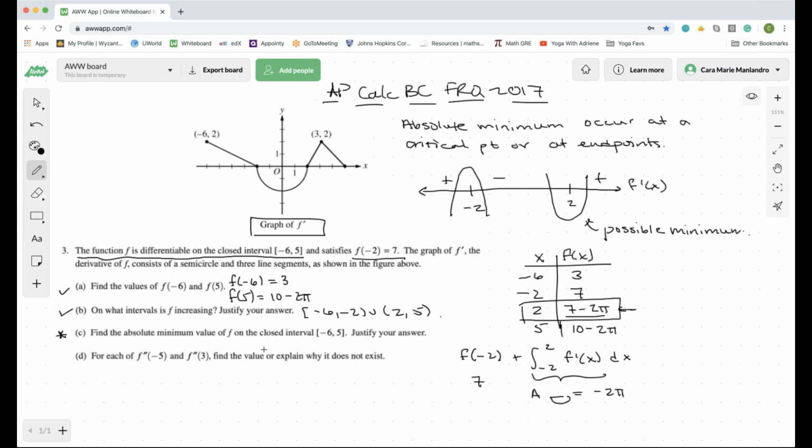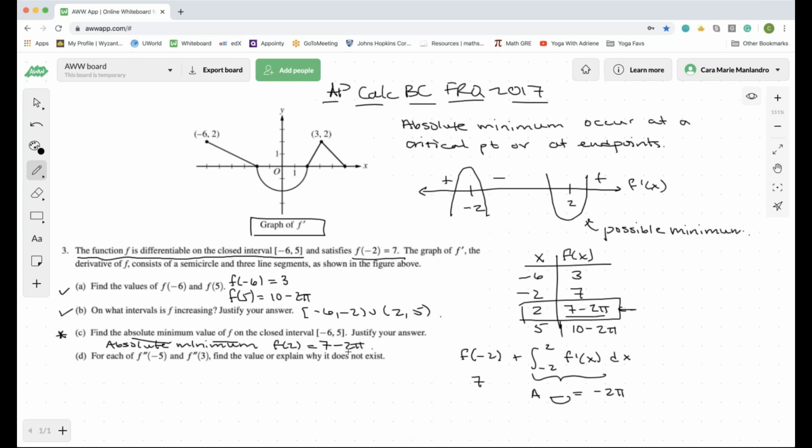Okay, so we have to be real careful with that though. All right, so we've seen questions where you could have the minimum on the endpoint. All right, but we can say here that the absolute minimum is at f of 2, all right, and then be careful, they ask for the y value, all right, which is 7 minus 2 pi.